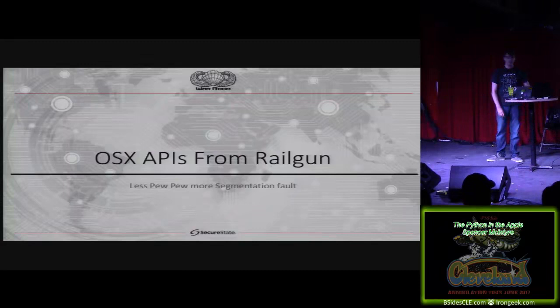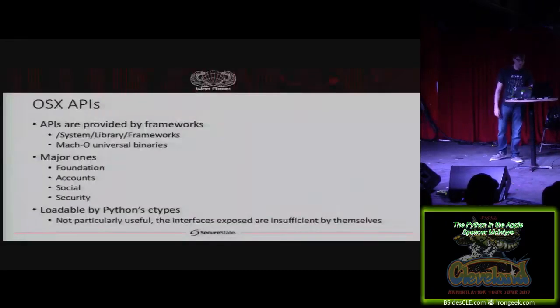All right, so now we're going to talk about the actual details of doing it on OS X. So fewer pews here, and we're going to start to get into those segmentation faults that I tried so hard to avoid, but sometimes it's just inevitable. All right, so how the OS X APIs are all broken out.